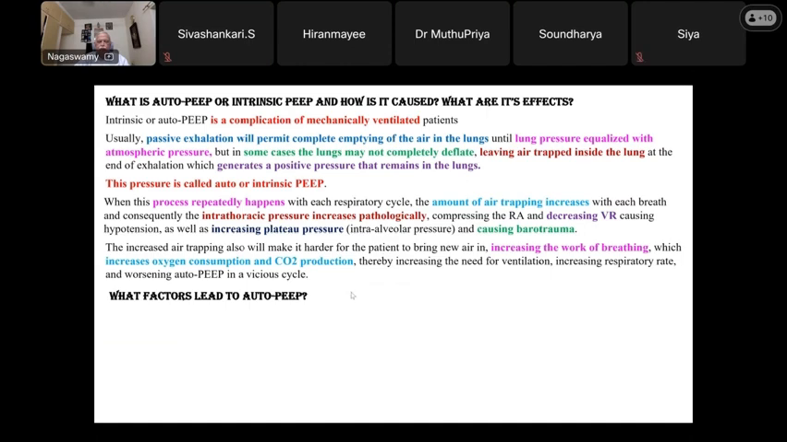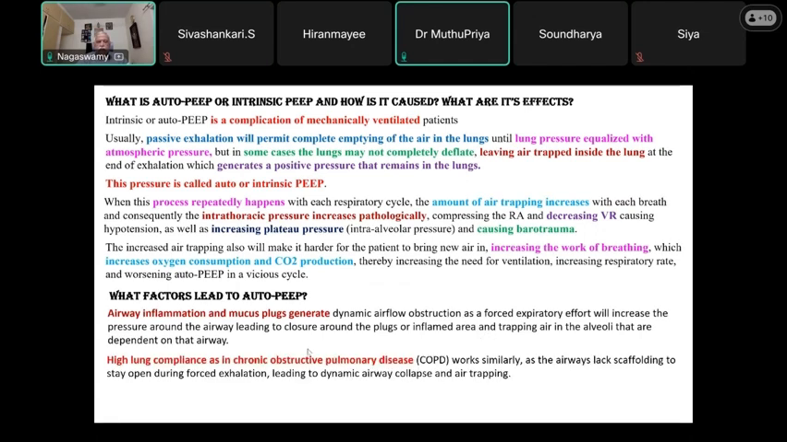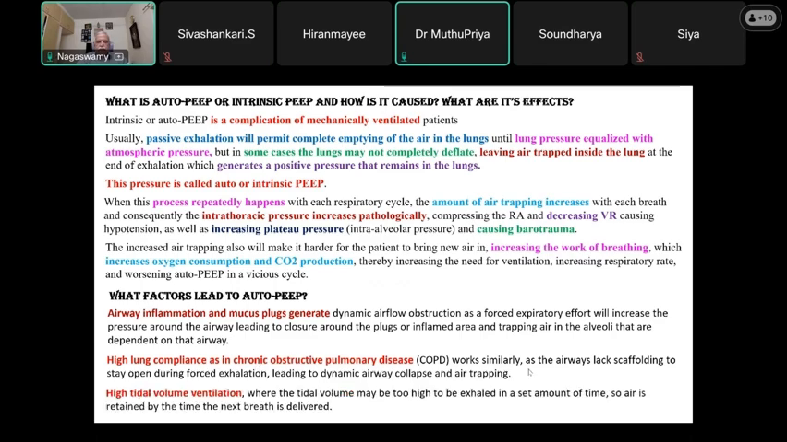Type 1 is only hypoxia. Normal carbon dioxide with hypoxia is type 1 respiratory failure. Both hypoxia and hypercarbia is type 2 respiratory failure. Okay. So what factors lead to auto PEEP? Airway inflammation or a mucus plug generates dynamic airflow obstruction. The other thing is high lung compliance, as in COPD. And the third is high tidal volume ventilation.